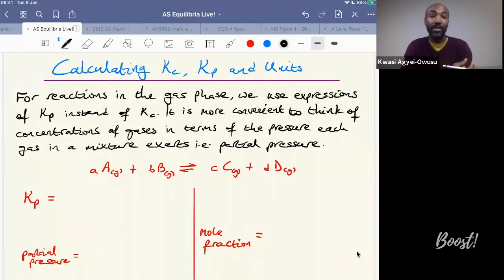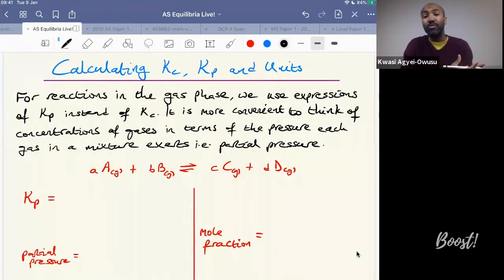The pressure exerted by each of those gases in your mixture of gases is known as the partial pressure. Okay, so we'll look at how to calculate the partial pressure for each gas at equilibrium, and then how to use these partial pressure values to work out the value for Kp.